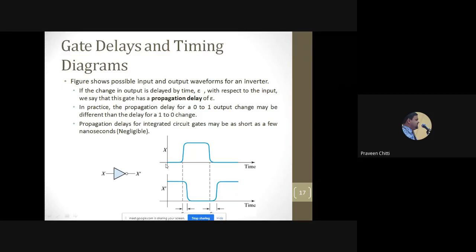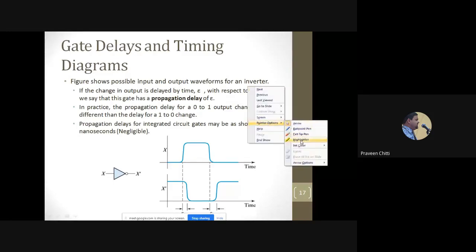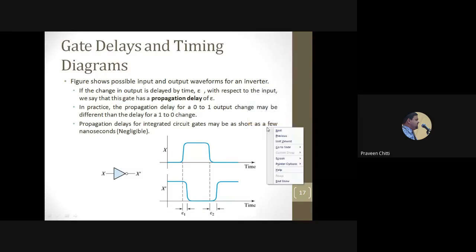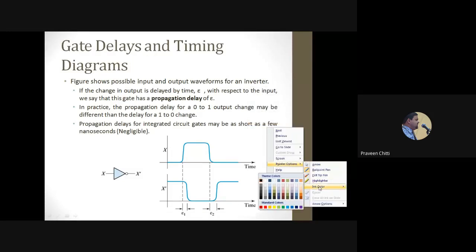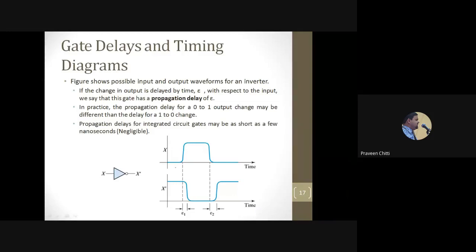Normally, what happens? X is the input, X bar is the output. Now, here for this interval, what is the input for the first interval? What is the input x for this interval? What is the value here of the input?